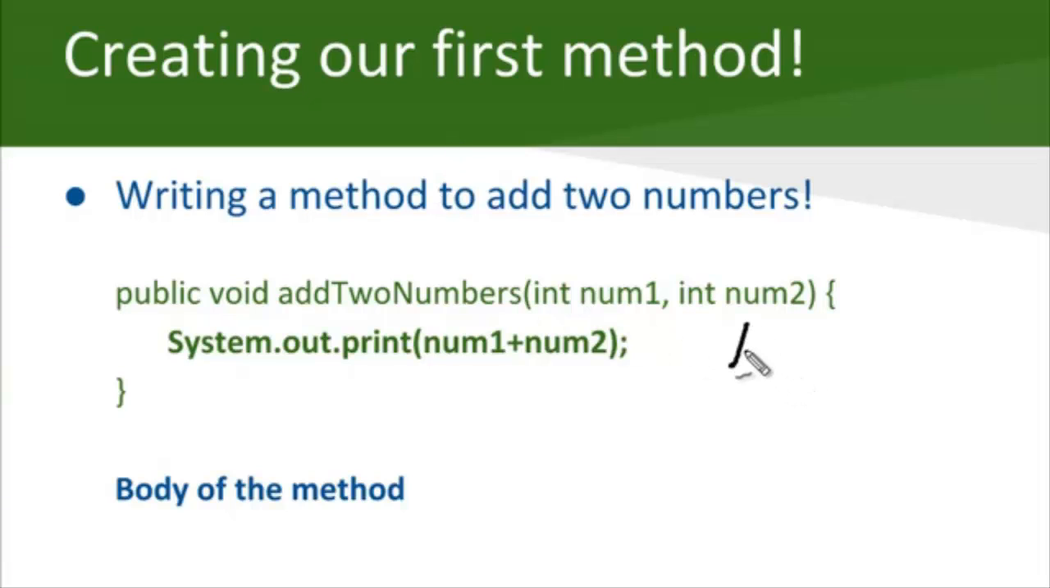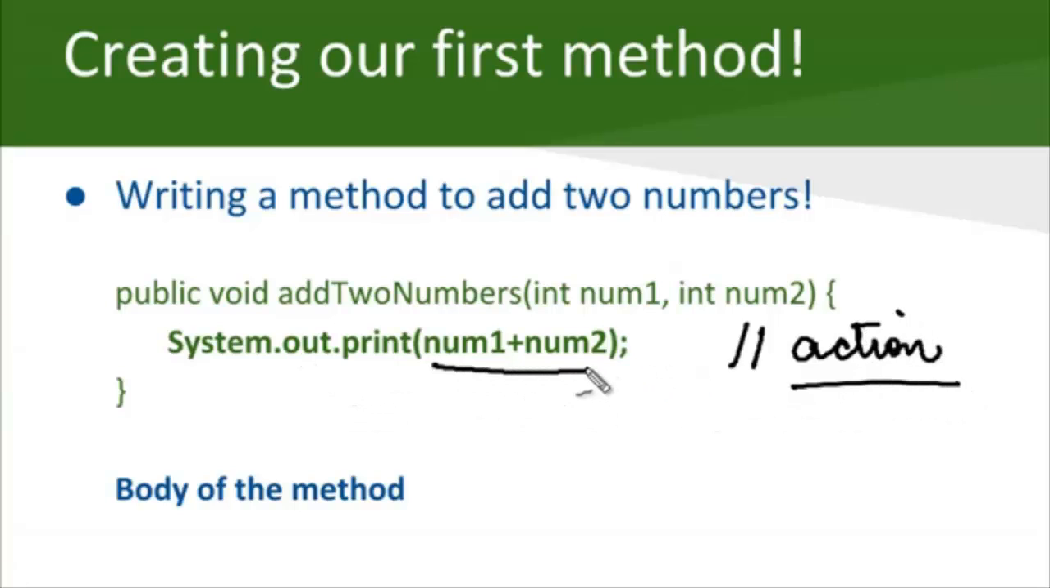Then the important part is the body of the method. This is where all the action takes place. What it is doing is printing the sum of two numbers, which is basically our method to add two numbers. Body is, say, the action sequence. Here whatever operations, whatever stuff is happening, happens in the body.